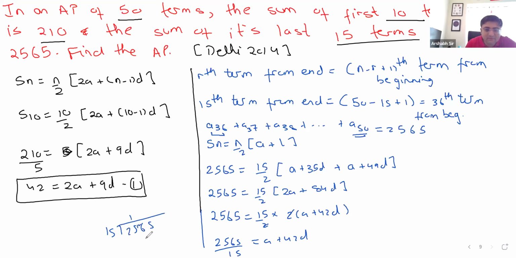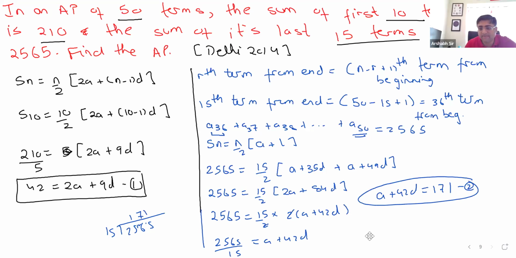171. So we have a plus 42d is 171. Is this clear for everyone? Yes or no, beta? Yes, sir. Now what will we do? So now I will write both the equations here.